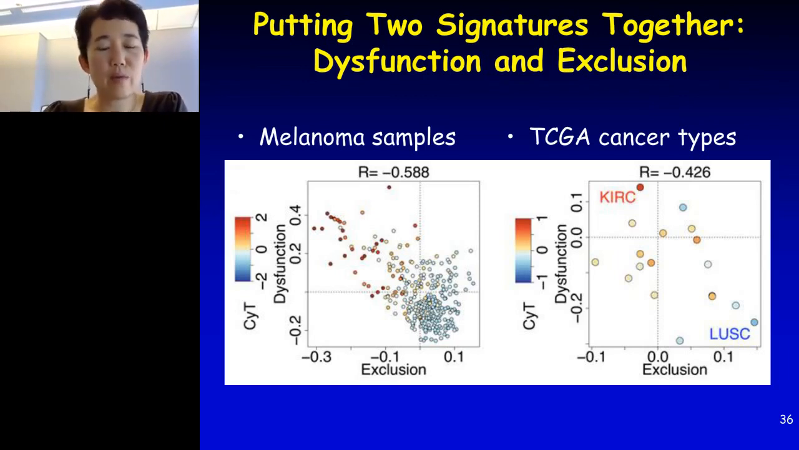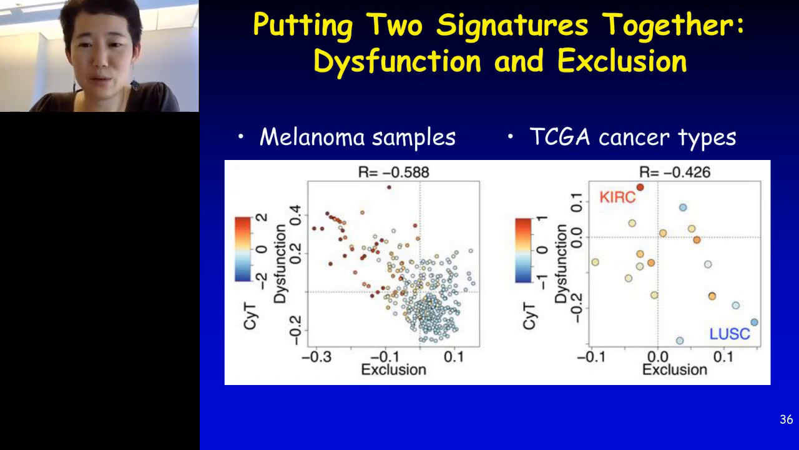On the right side, we're looking at all the TCGA cancer types. Every dot is a different cancer. This one is squamous lung cancer. In general, lung cancer is a pretty cold tumor. You can see here, in general, the tumors have low T cell infiltration. And on the upper left corner, this is a kidney cancer. Kidney cancer actually is a surprising cancer type that responds well to immunotherapy, partly because its T cell infiltration is very high. It's a hot tumor.